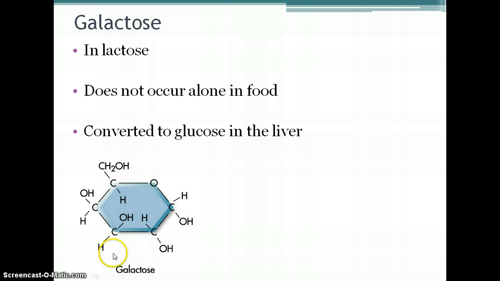Galactose is the third monosaccharide, and this monosaccharide does not exist alone in food for the most part. It is a part of the disaccharide lactose. And once again, since body cells do not utilize galactose, the liver will convert galactose into glucose.